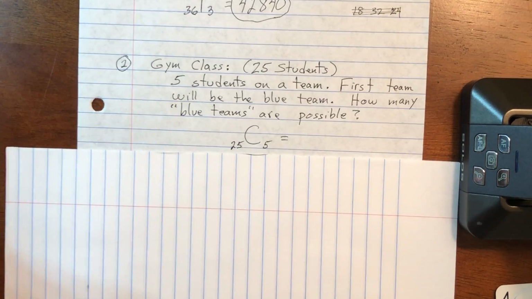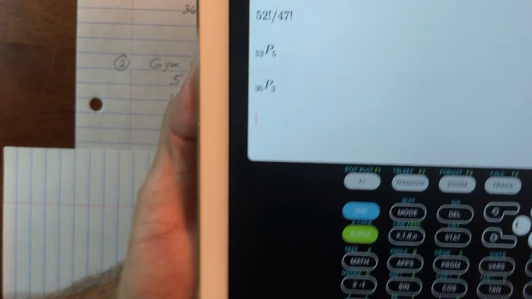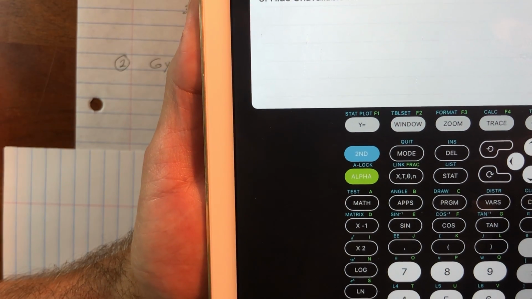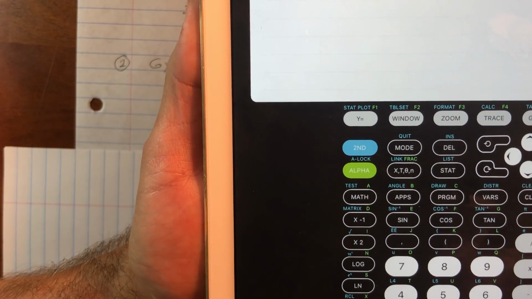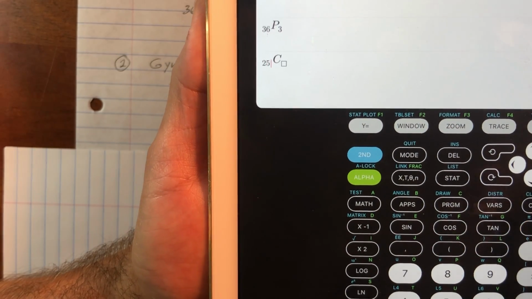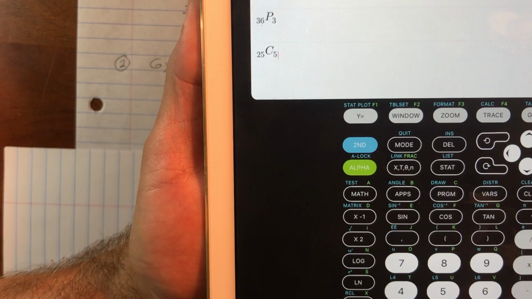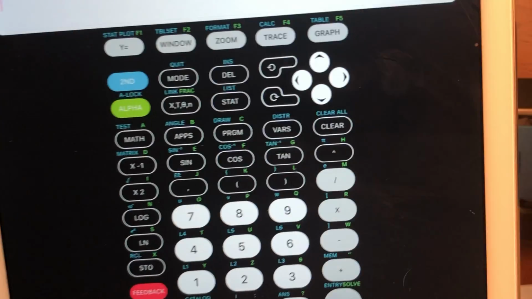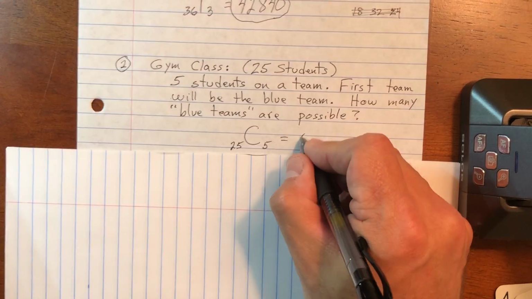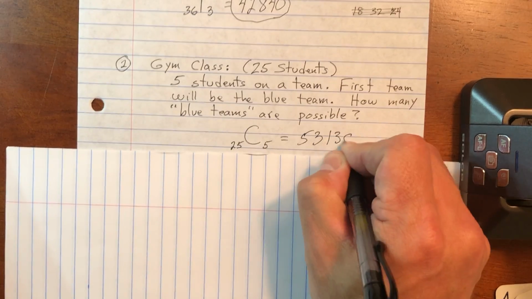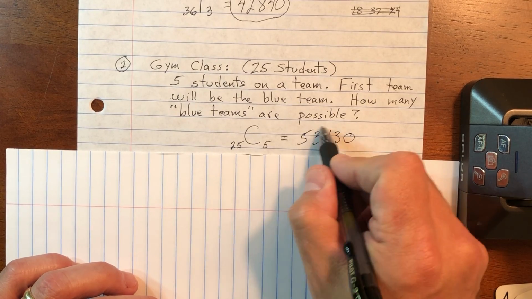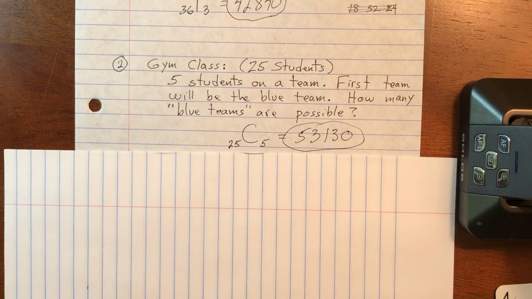All right, let's try that. 25, choose 5. We're going to hit math, go over to probability, choose choice 3. All right, so we've got 25, choose 5. And it comes out to 53,130. So sometimes order matters, sometimes it doesn't. In this case, it didn't matter.